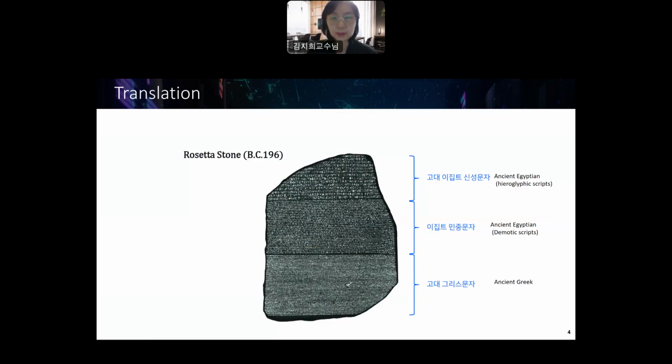But since they have the same meaning, the researchers were able to map basically the content of the different languages and try to figure out how to translate from one language to another, for example, from Egyptian to ancient Greek.